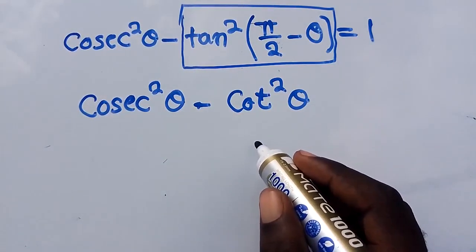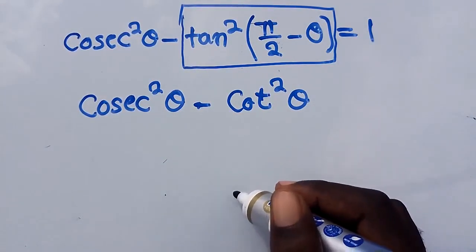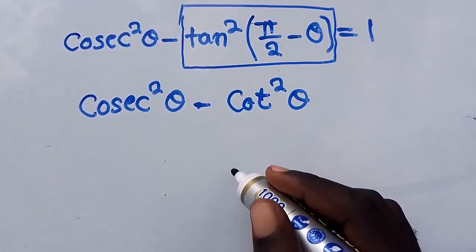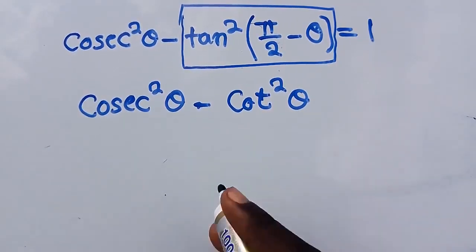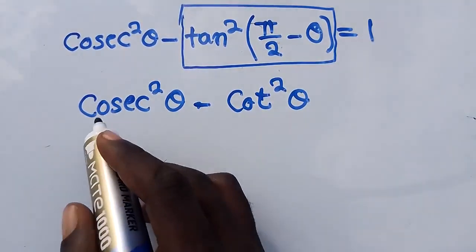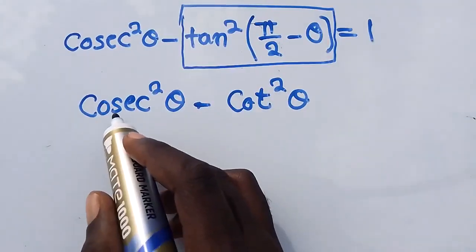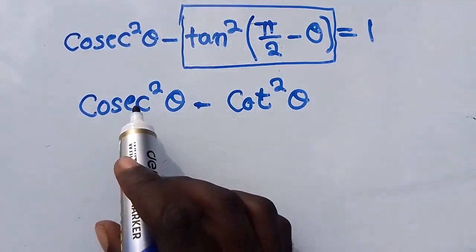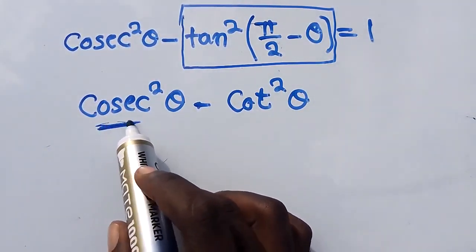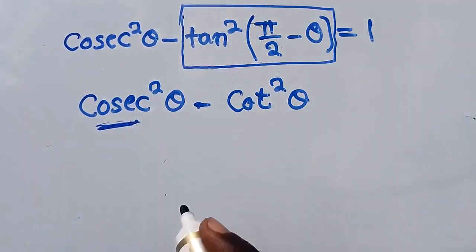How can we handle it and how can we answer it? The way you are going to answer this question is this. You know that here we've got this: cosec squared theta minus tan squared theta.